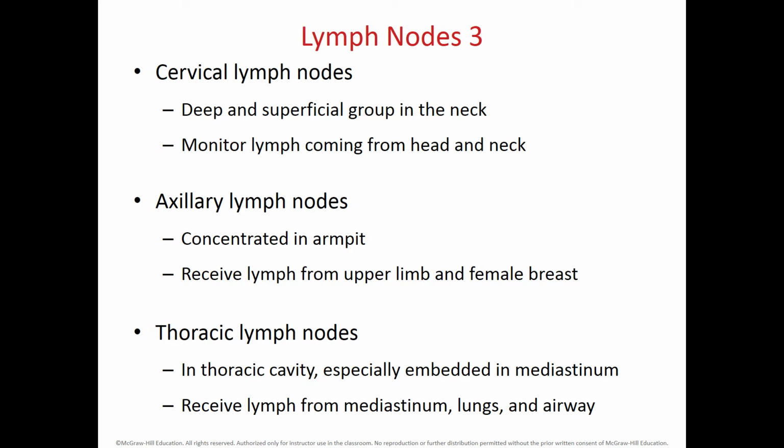Now, thoracic lymph nodes are internal lymph nodes. In this case, they are located within the thoracic cavity. They are located more likely in between the lungs in the mediastinum, and they receive the lymph from the mediastinum, the thoracic wall, the lungs, and the airway. So if someone has cancer in the lungs, let's say, the first lymph nodes that will become swollen will be the thoracic lymph nodes.